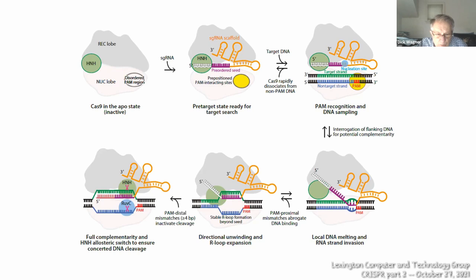So now, we say we've got this unwinding and what's called the R loop expansion, which is starting from here and just going along, and that becomes an R loop. There was a D loop to form first, but this cartoon doesn't have it, but that's what goes on. So now we have the PAM proximal mismatches. That means we don't get enough matches here. So that means we go backwards. What this phrase refers to is that direction.